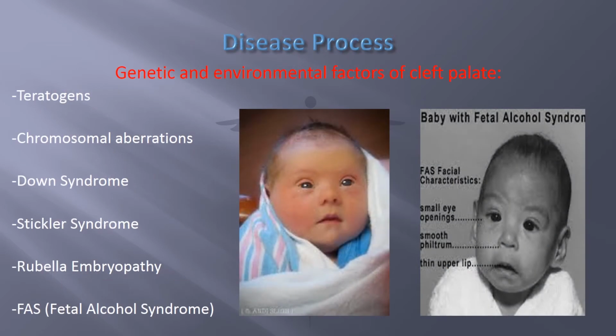So for disease process, there are genetic as well as environmental factors to why children can develop a cleft palate. So teratogens like smoking, chromosomal aberrations, Down syndrome, which is why I have a picture right there of a child with Down syndrome, Stickler syndrome, rubella embryopathy, and FAS, fetal alcohol syndrome, and that's the picture to the right.